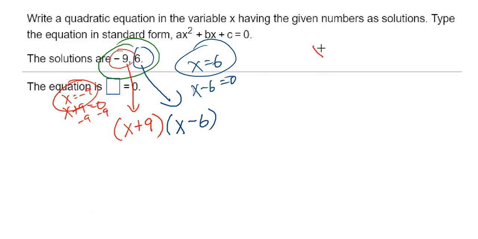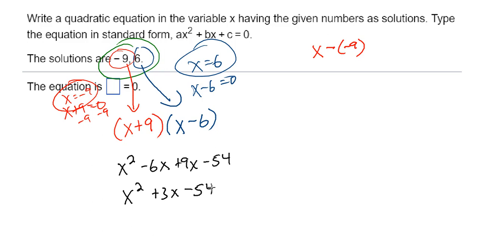So for -9, it's going to be x minus -9. You get the double negative there, which is why this becomes x plus 9. Right? And since those are the only two solutions we want, these are the only two factors that we want. So we'll multiply these together by FOILing it out. So we'll get x times x, which is x squared. X times -6, which will be -6x. 9 times x, which will be positive 9x. And then 9 times -6, which will be -54. You combine the like terms in the middle, so we get x squared plus 3x minus 54. And to make it an equation, we set it equal to 0.